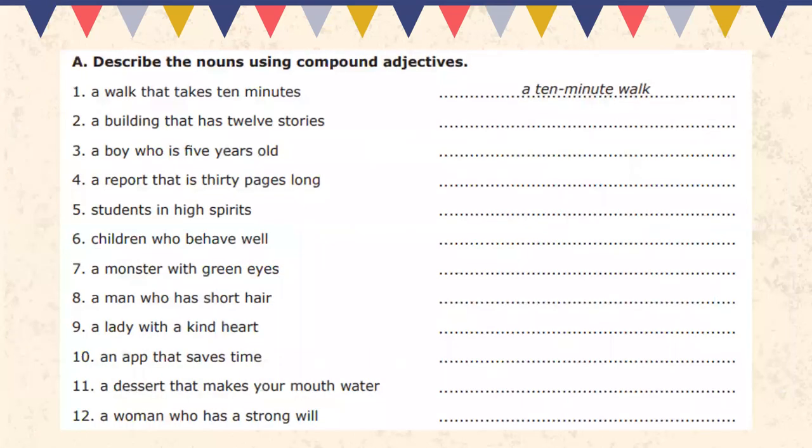And here we have more practice that we can use. Describe the nouns using compound adjectives. The example that we have for the first one, a walk that takes 10 minutes, a 10-minute walk. And then we're going to do the same with all of this. If you're not sure about the meanings found here, I recommend you to use wordreference.com, or even you can use Cambridge or Oxford dictionaries. We're going to move on to the next exercise.